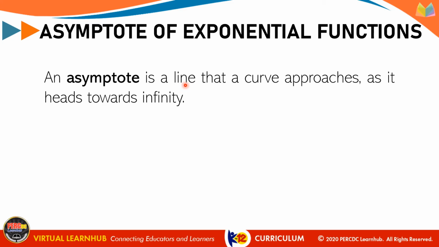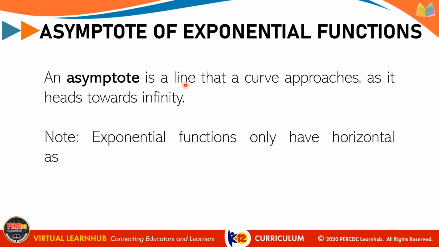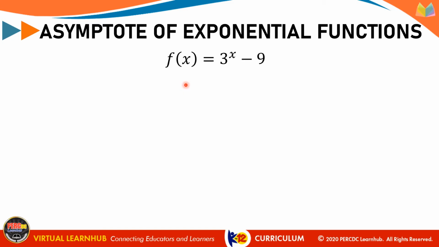Alright? Then the asymptote is just a virtual line, so it is not really a part of the graph of the function. So take note that exponential functions only have horizontal asymptotes. Now let's take a look at this example. We have here f of x equals 3 raised to x minus 9.